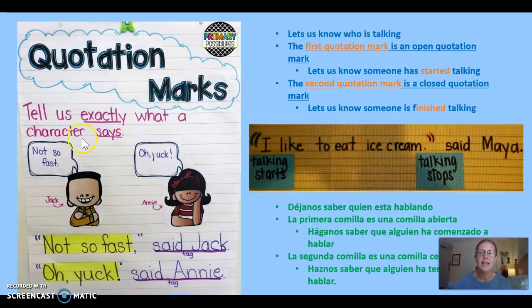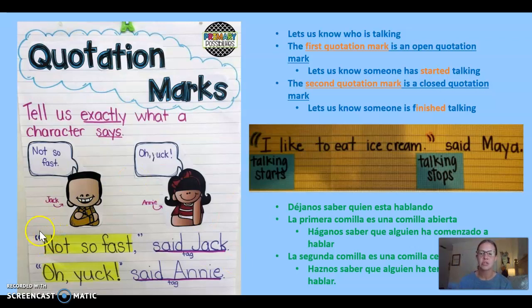So they tell us exactly what a character says. Just like when we did the thought bubbles or the speech bubbles, the way that we write that with words is, if this character is saying "Not so fast," we're going to say "Not so fast," said Jack. So we're going to use the quotes to put what the person is saying, and then we're going to say their name so the reader knows who's talking.